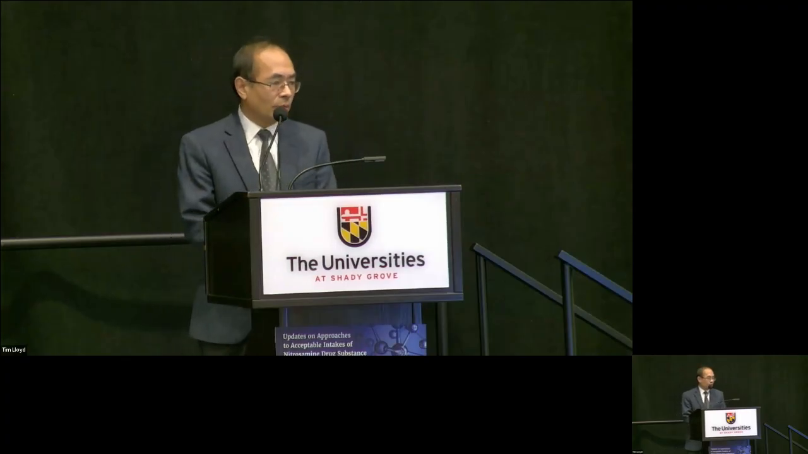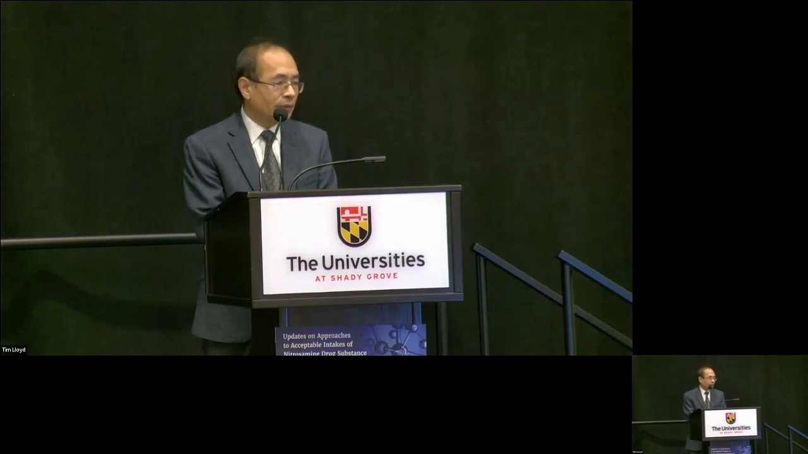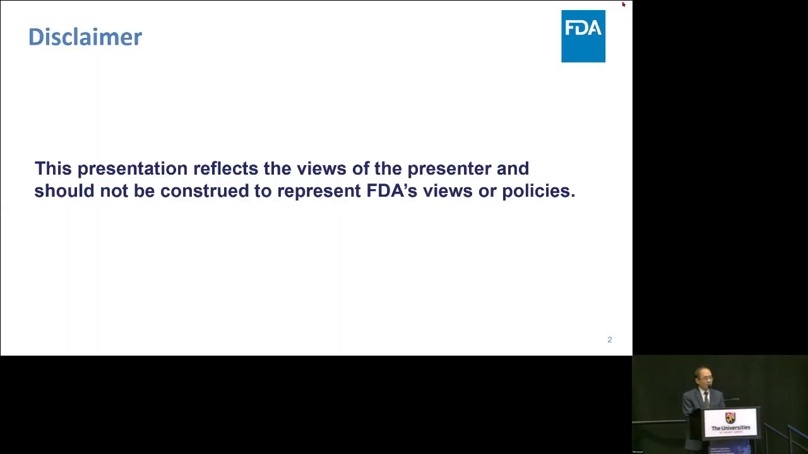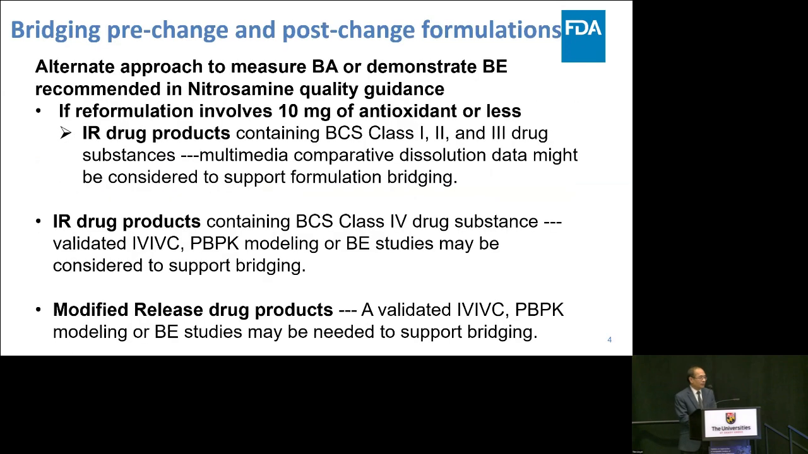I believe my colleagues already talked about nitrosamine guidance recommendation for alternative approach to measure BA or demonstrate BE. So I just briefly repeat the principles. If the reformulation involves 10 milligrams of antioxidant or less, for IR drug products containing BCS class 1, 2, or 3 drug substance, multi-pH comparative dissolution data might be considered to support formulation bridging.